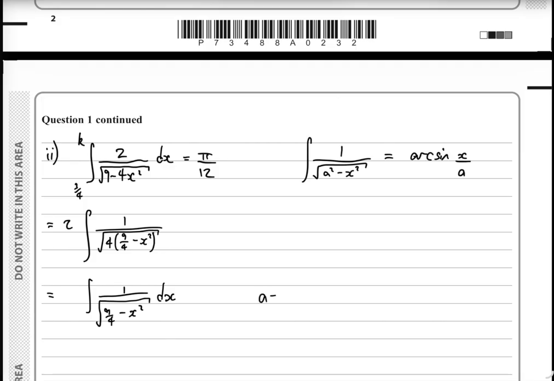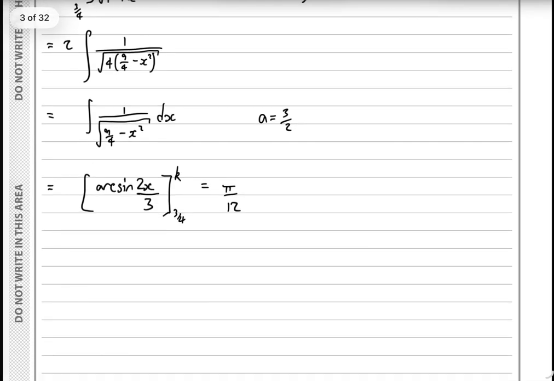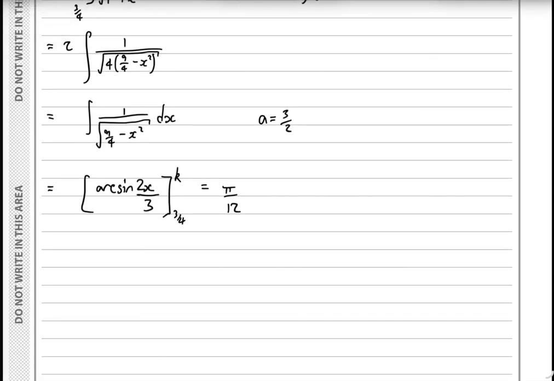That gives us a is equal to 3 over 2, and so this integral is equal to arc sine x over 3 over 2, and that has the limits from 3 over 4 to k, and all of that has to equal pi by 12. So we've put those limits in now, and basically we're just solving the equation.